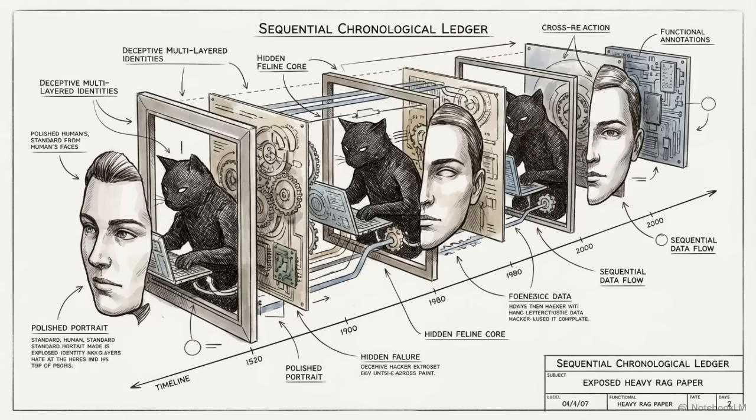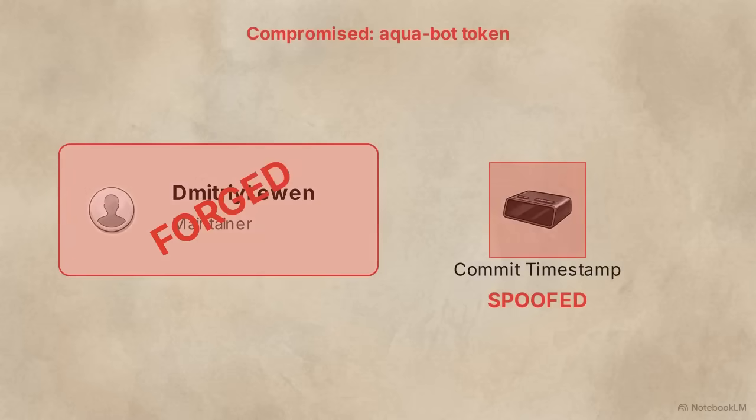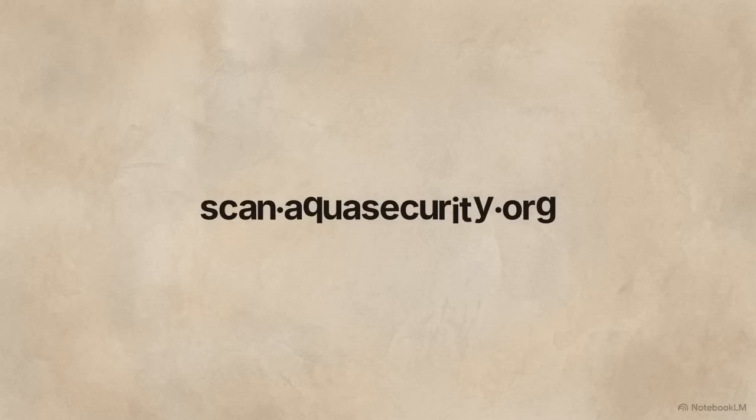On March 19th, the attacker used that residual token to push forged, unsigned commits to the Trivy repository, spoofing the identities and timestamps of legitimate maintainers. They forced the pipeline to pull backdoored files from scan.aquasecurity.org, a typosquat with a swapped I and T.